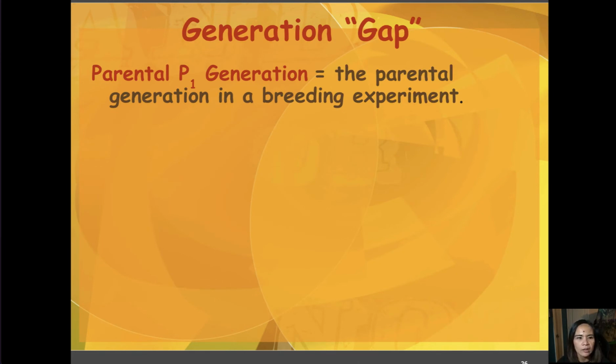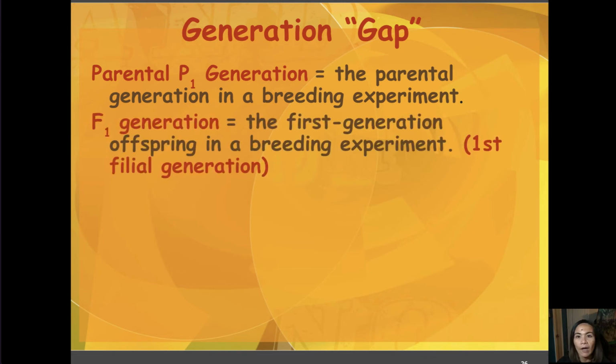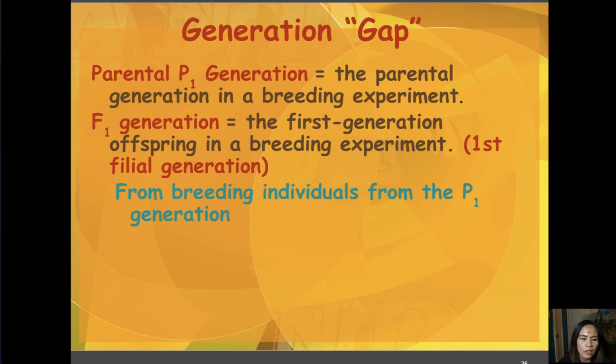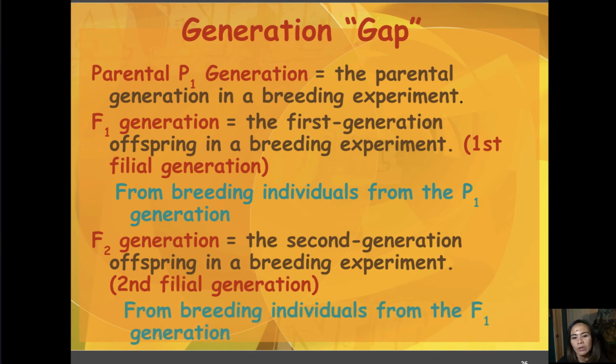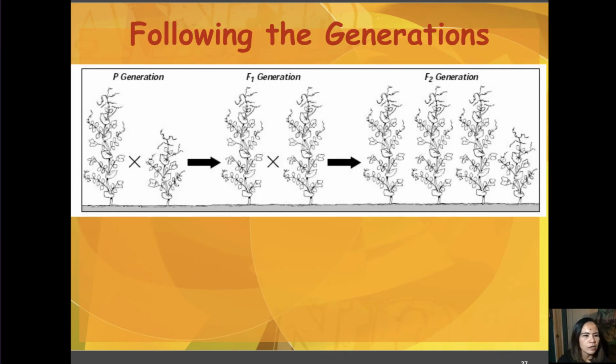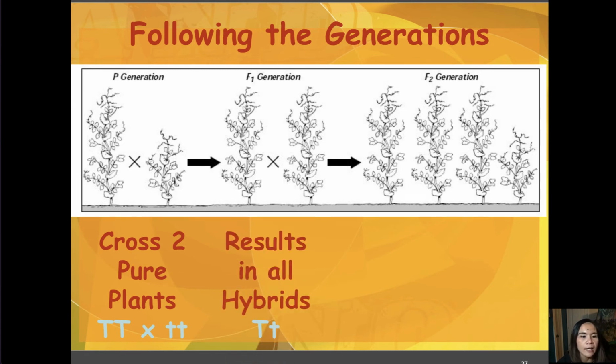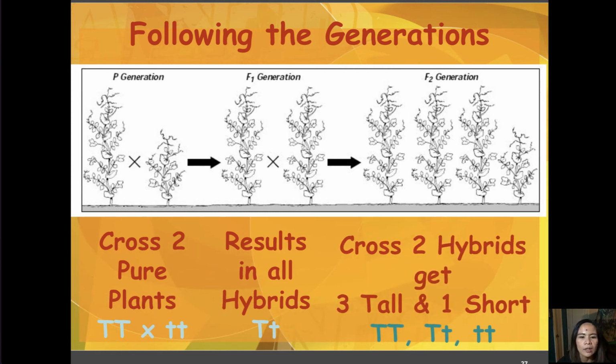Now, earlier I mentioned generation. So the parental generation is basically the first generation in a breeding experiment. And the F1 or first filial generation is the first generation of offspring in a breeding experiment. And from breeding individuals from the P generation, the F2 generation is the second generation of offspring in a breeding experiment. So this is the second filial generation, and this is from breeding individuals from the F1 generation. So basically, parent generation, F1, you cross those two, and then the F2 is the filial generation crossed together to produce F2. So cross pure plants, and that results in all hybrids, and these hybrid plants are crossed to produce the F2 generation, producing 3 tall and 1 short.